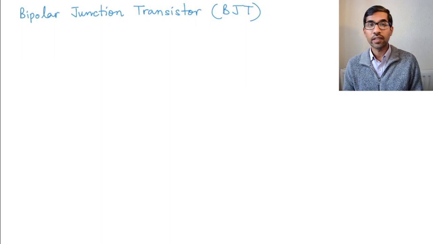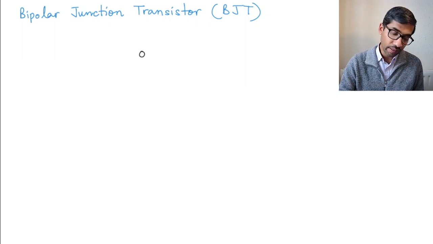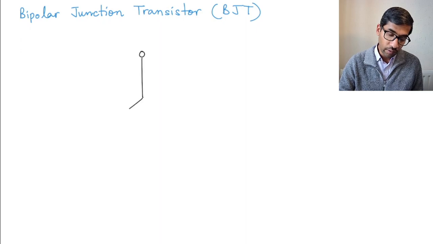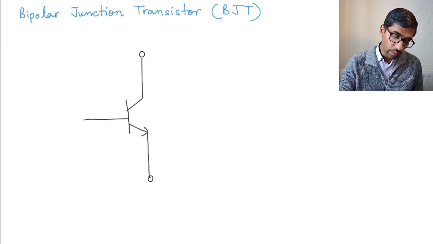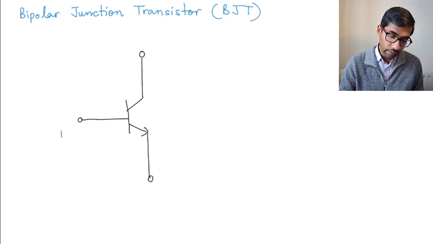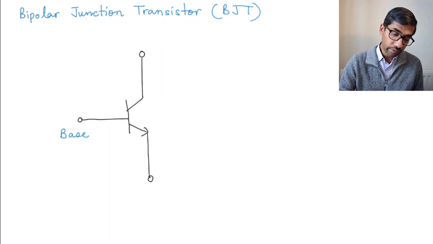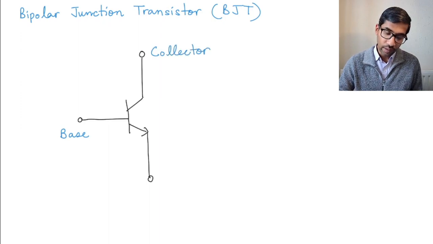The symbol of a BJT is like this. So you have three ports. This port is called the base of the transistor. This is called the collector of the transistor, and this port is called the emitter of the transistor.